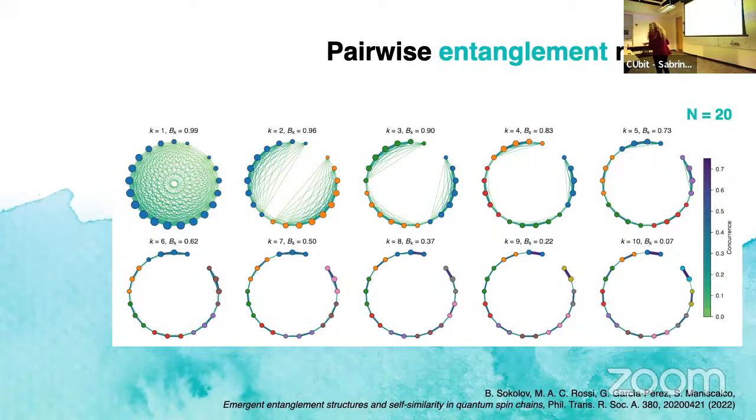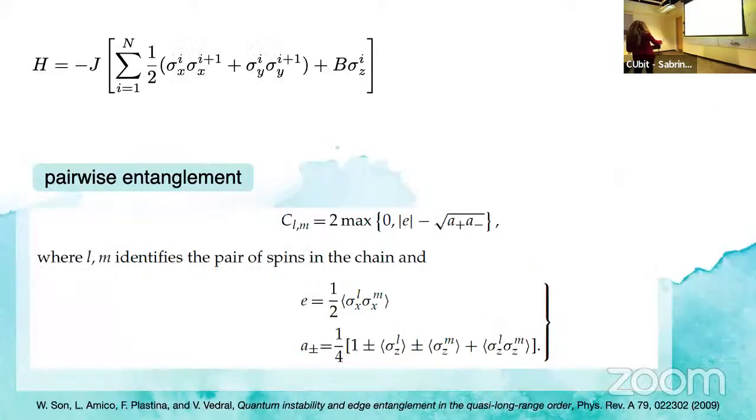Is concurrence just a correlation function? Concurrence is a measure of entanglement. This is very much used in quantum information theory. It is defined analytically, really. You can calculate it in this manner, and the analytical formula is linked to the two-body correlators, the transversal one and the ZZ one.